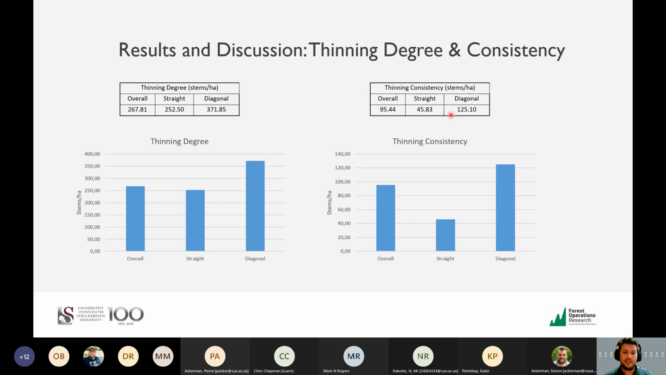Thinning consistency was calculated by taking the standard deviation of the thinning degree per plot, and that was calculated per thinning treatment applied as well as overall. And as we can see, the thinning consistency on the straight and combined selective thinnings has a lower number, meaning that those blocks or plots had a lower standard deviation from the mean, whereas the diagonal thinnings had a higher standard deviation from the mean.